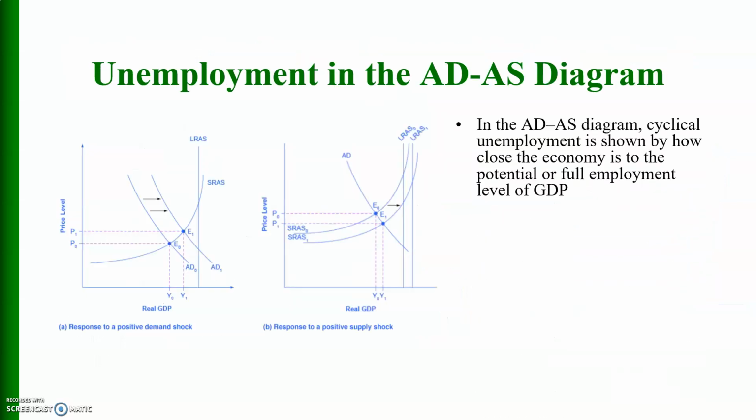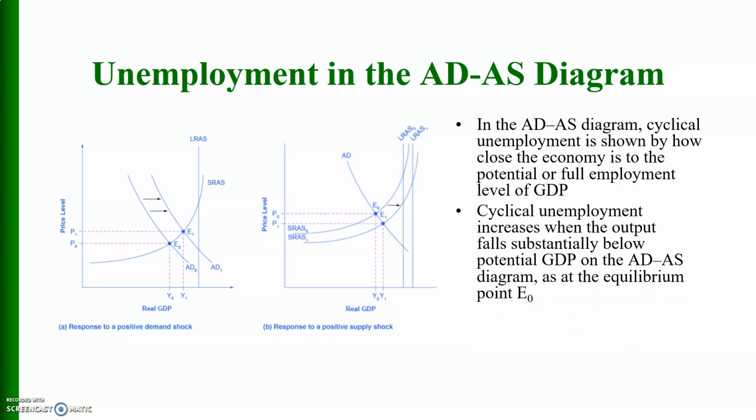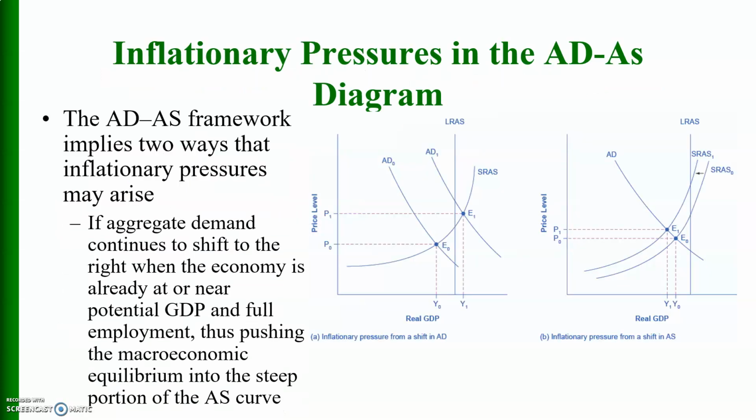In the ADAS diagram, cyclical unemployment is shown by how close the economy is to the potential or full employment GDP level. Cyclical unemployment increases when the output falls substantially below the potential GDP on the ADAS diagram at equilibrium point E naught. Inflationary pressure in the ADAS diagram.